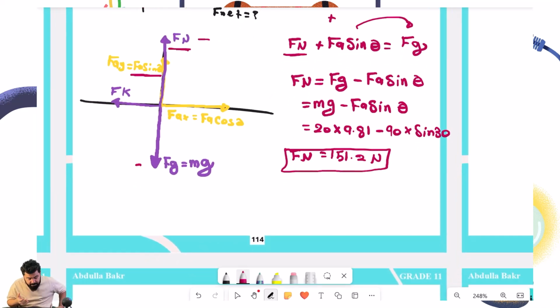Now, what about the x-axis? What do we have? So the sum of all the forces on the x-axis is equal to 0. Okay. Now, what do we have on the x-axis? We have Fa cosine theta, and we have Fk. Now, the sum of all the forces on Fx is going to be what? Is going to be Fa cosine theta minus Fk.